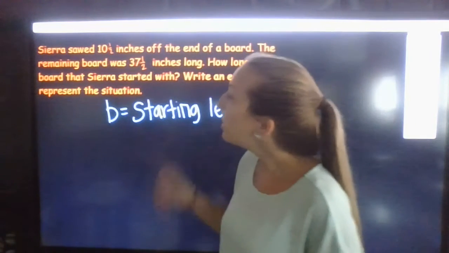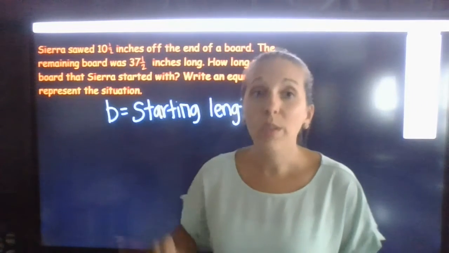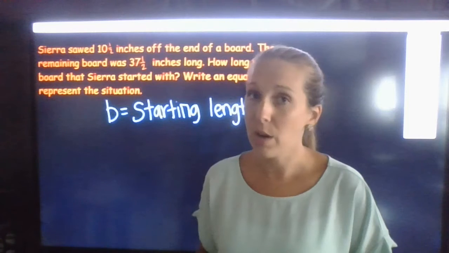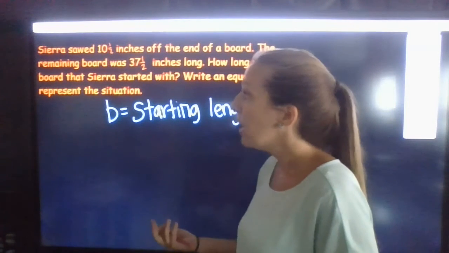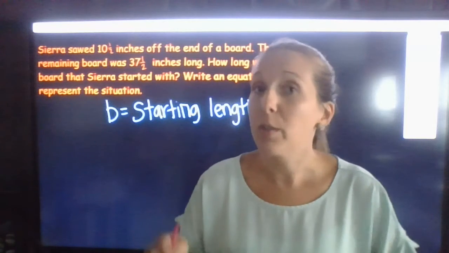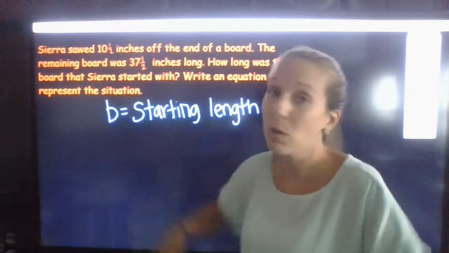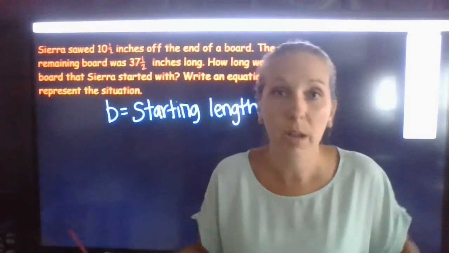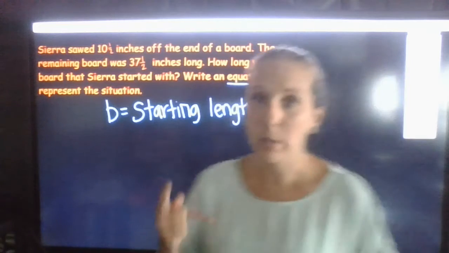We have Sierra who sawed 10.5 inches off the end of a board. The remaining board was 37.5 inches long. So now think about this. We're sawing off 10.5. What we have left after we sawed it off was 37.5. So then it says, how long was the board that she cut it from? So what was the beginning board? Like how long was it before she cut it? And then it says write an equation, so we have to have an equal sign.